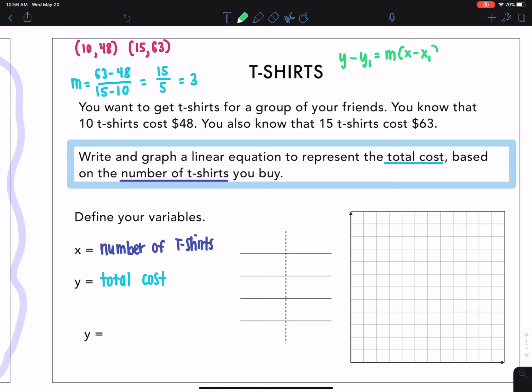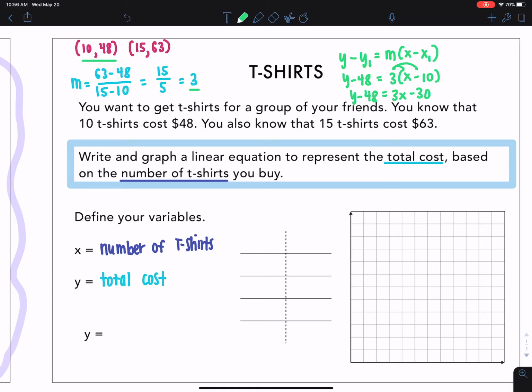So I'm going to use point slope form. And again, we can use either point. So I'm going to use (10, 48), and I'm going to use a slope of 3. So y minus 48 equals 3 times (x minus 10). So if we distribute the 3, y minus 48 equals 3x minus 30.